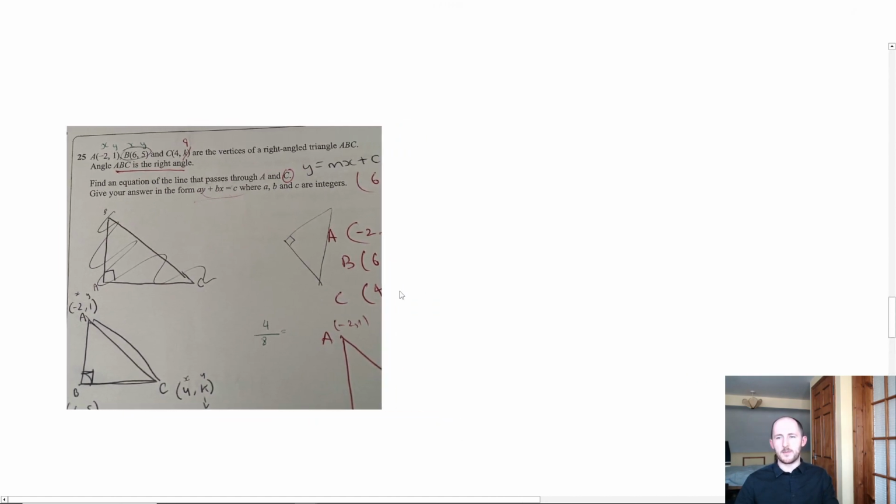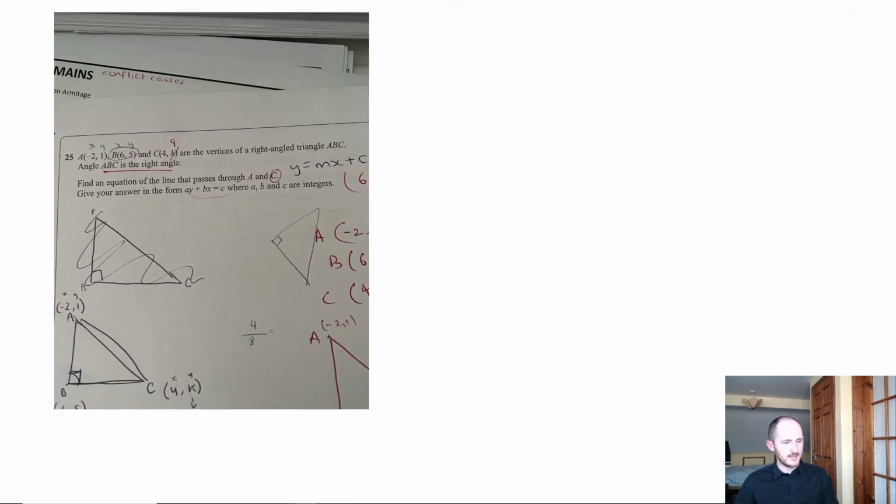Ooh, okay. I remember this question because it was emailed in and it caught me a bit off guard. It's a very, very interesting question. I like this question a lot. I did just read through it. So basically, we have 3 coordinates. We have A, which is -2 and 1, B, which is 6 and 5, and C, which is 4 and K. They are the vertices of a right angle triangle ABC. And angle ABC is a right angle. We need to find an equation of the line that passes through A and C. Give your answer in the form ay plus bx equals c.